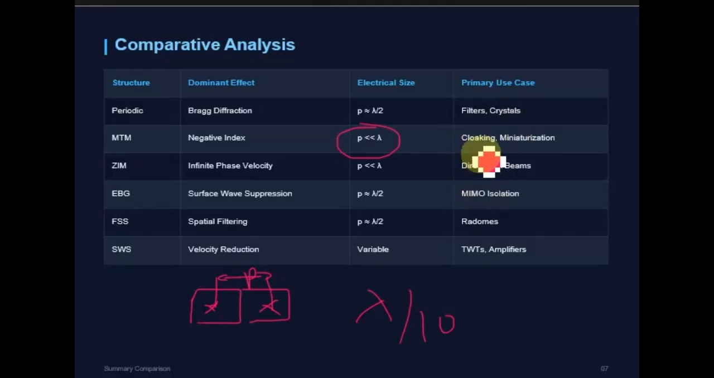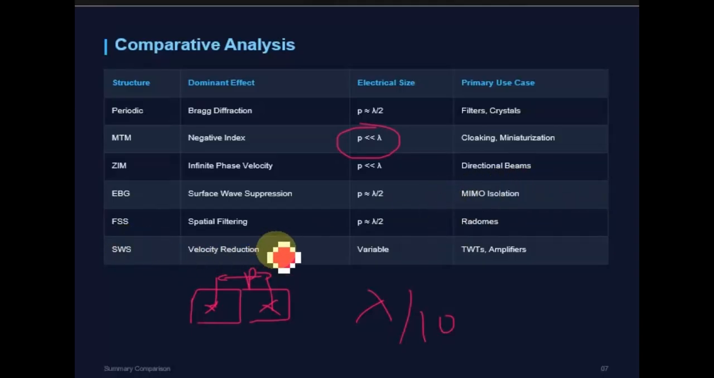So the applications of metamaterials are cloaking, miniaturization of antennas, and gain enhancement of antennas. Then zero index material or near zero material have infinite phase velocity, and electromagnetic band gaps are used for surface wave suppression. The size of ZIM is also much less than lambda, again following the lambda by 10 dimension. For EBG, the dimension should be lambda by 2 or nearly equal to lambda by 2. The application is for MIMO isolation.